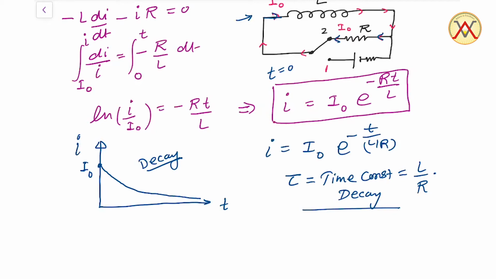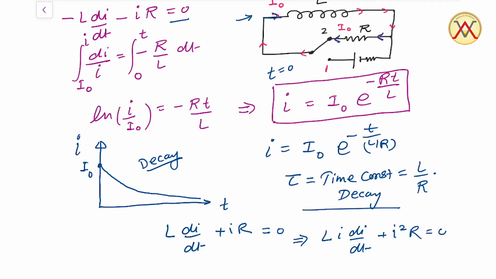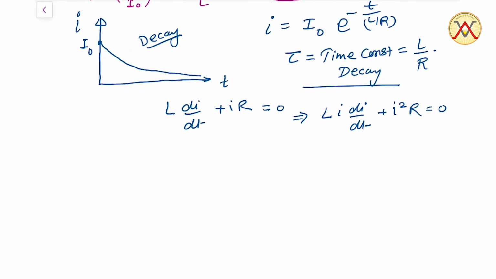Now if we analyze our differential equation, L di by dt plus IR equals 0, and multiply this expression with current, then it becomes Li di by dt plus I square R equals 0. Now we will discuss these two quantities.